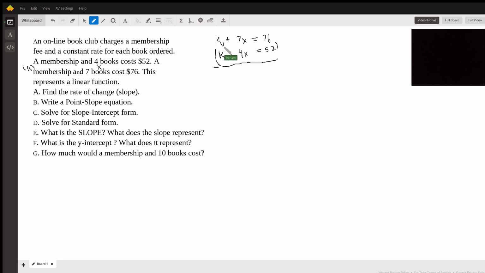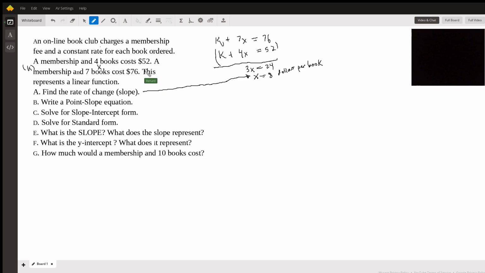So we're going to just subtract this top equation by the bottom equation, and we're going to get 3x equal to 24. So x is going to be 8. So they're charging $8 per book. And so that's the rate of change. That's our slope. X is our slope here.